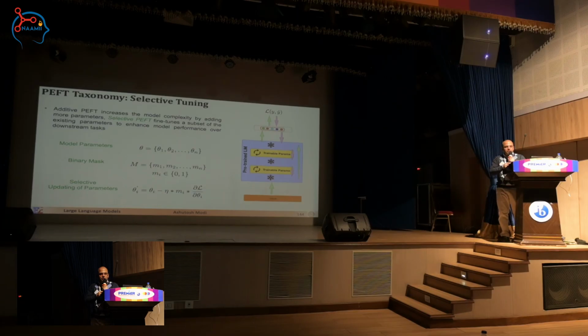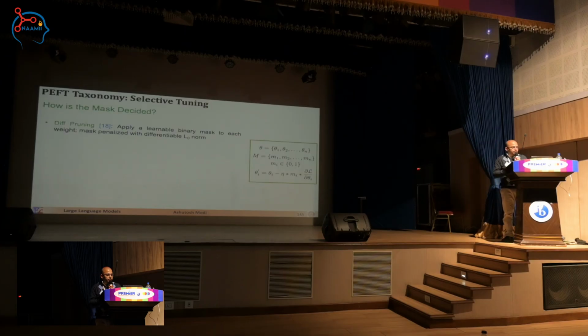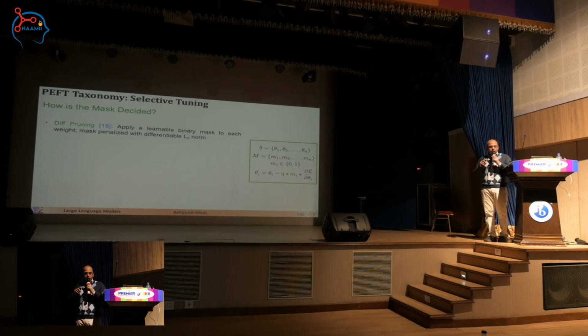Now the question is, how do you decide this mask? You have a huge number of parameters. There has to be some automated way of deciding these masks. You cannot do it manually, obviously. So there are different techniques which have been proposed. I'm going to show only some of them; the list is huge.